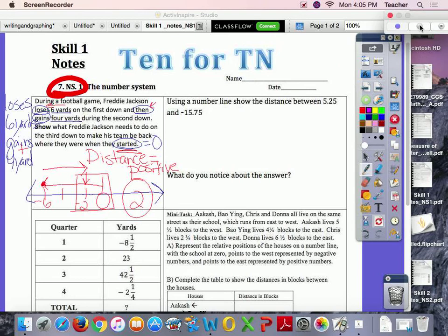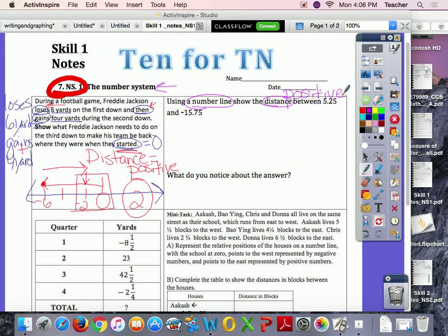It says, using a number line, show the distance between 5 and 25 hundredths and negative 15 and 75 hundredths. So first of all, it's telling us to use a number line. Remember, one of our standards is you must use a number line to be able to add and subtract. And we're showing distance. We just reviewed, what does distance always tell us? Positive. And what's that vocab word that we use when we're talking about distance? Absolute value.